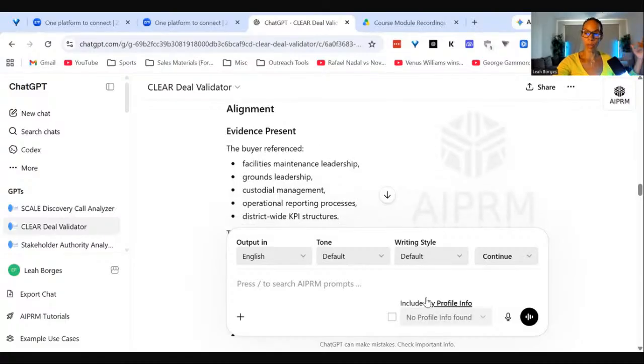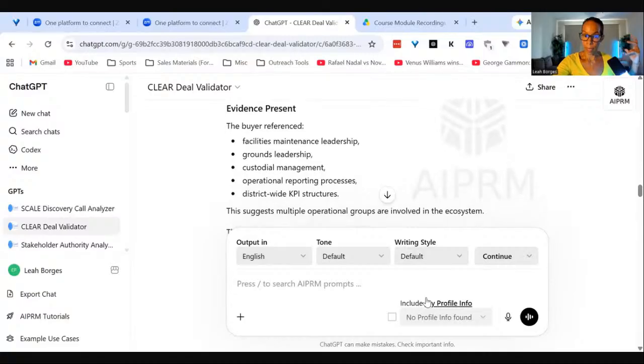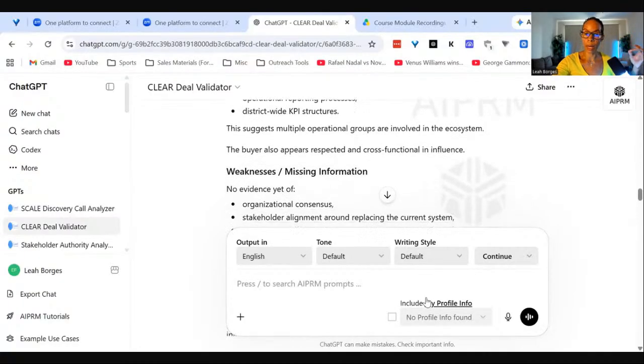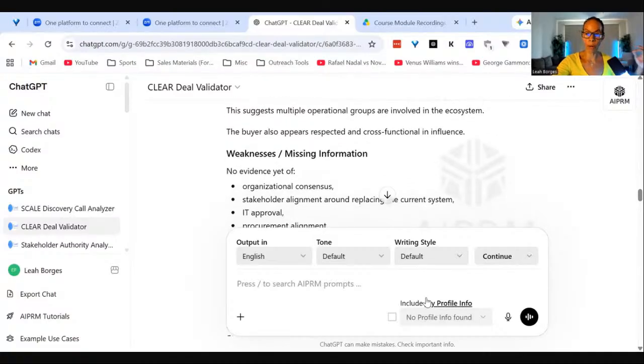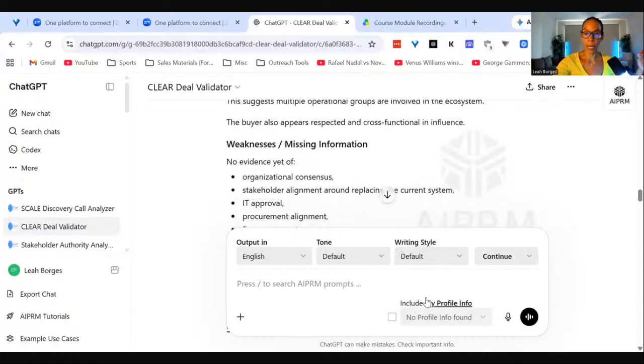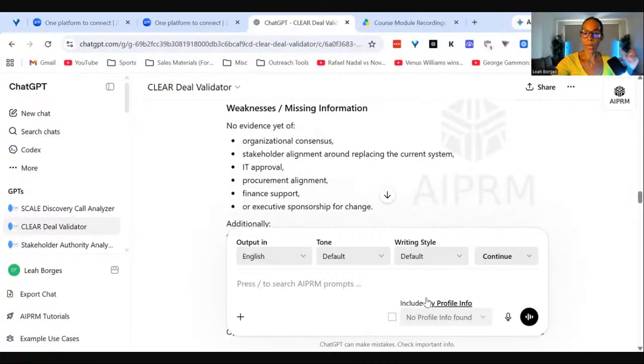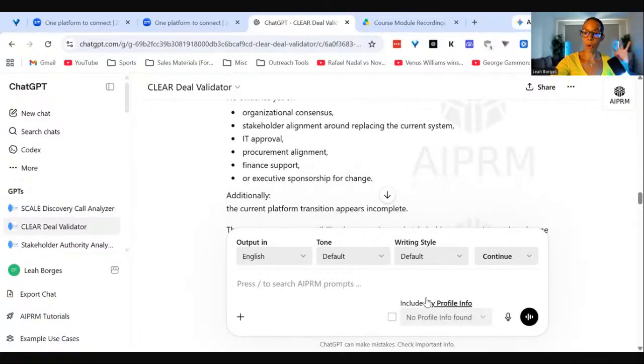So alignment, where we're talking about multi-threading and getting to power, access to power, right? Access to decision makers or people that have veto power. So evidence is present. The buyer talked about all these things. Multiple operational groups are involved in the ecosystem. So likely we're talking about having to sell this in a committee situation, right? Buyer appears respected with cross-functional influence, so that's good. Weaknesses, no evidence yet of organizational consensus. This is what we need to know.